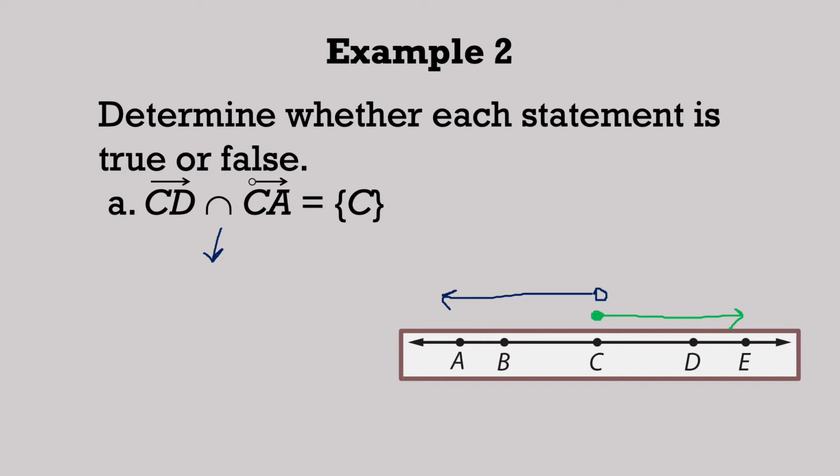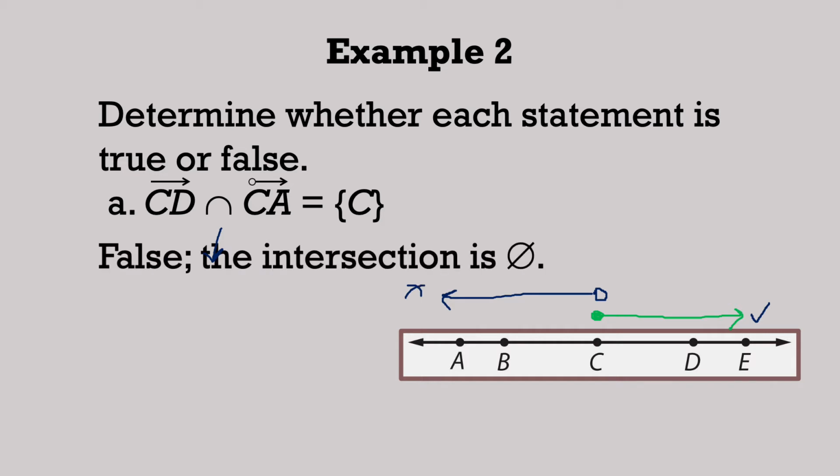But take a look at these two lines. Do they really both have C? This one does, but this one does not. There's a hole where C is supposed to be. So the intersection is null. Okay, there is no intersection.